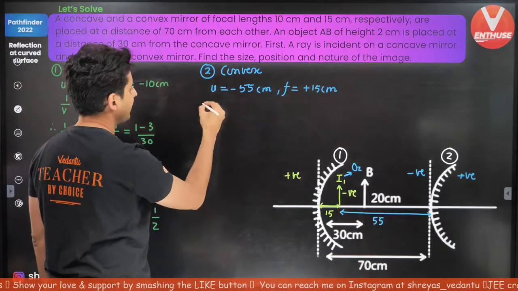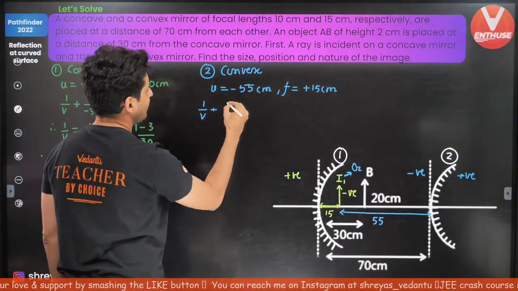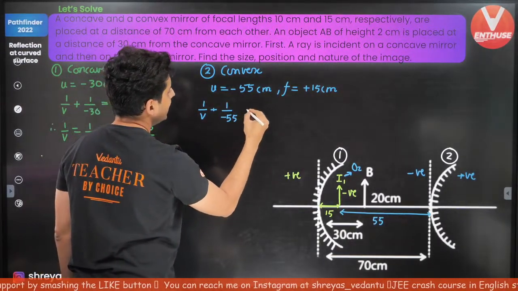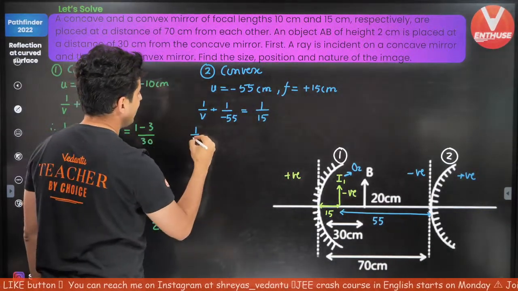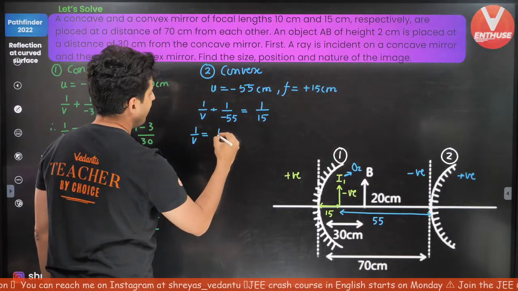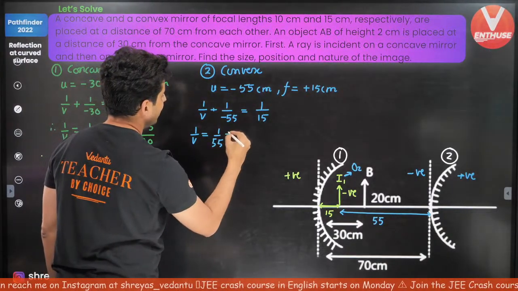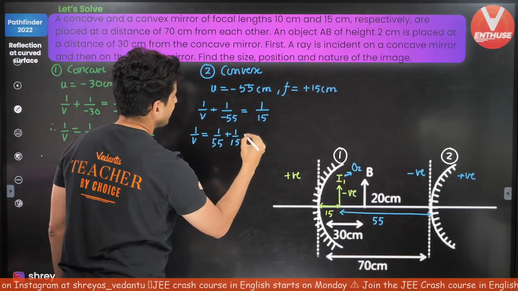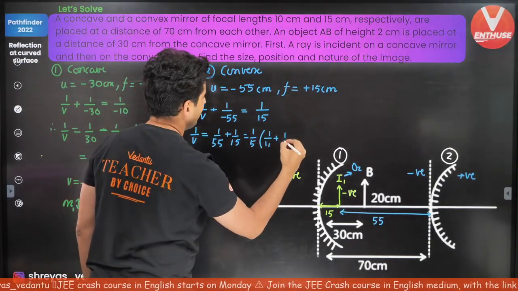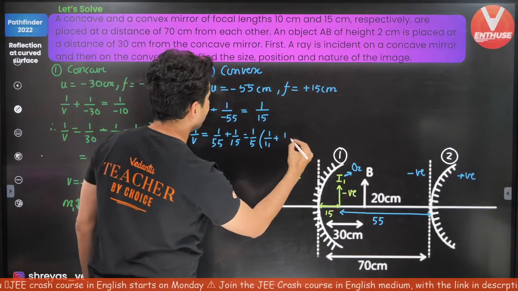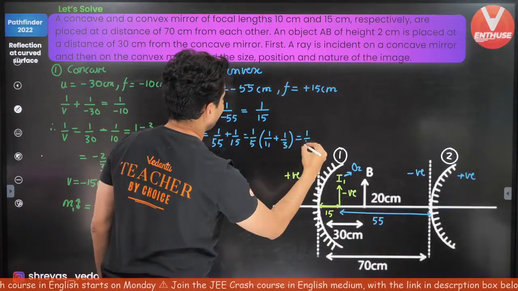Now let's start writing it. 1 by V plus 1 by minus 55 is equal to 1 by 15. Fair enough. So 1 by V is equal to 1 by 55 plus 1 by 15. So 5 is common. So this will become 1 by 11 plus 1 by 3. So this will become 1 by 5.